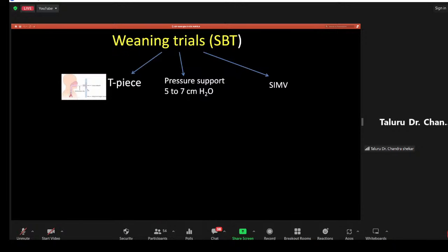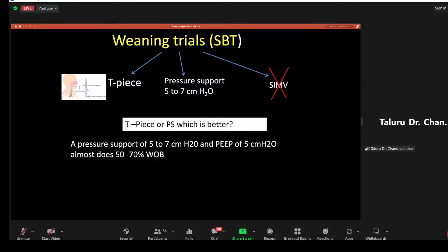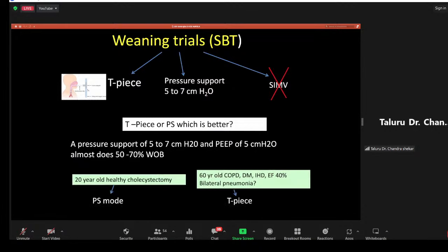So weaning trials: T-piece and pressure support, and SIMV. We don't use SIMV nowadays. The studies have shown that it is not good for weaning. So it is between T-piece and pressure support. How do you decide between pressure support or directly going into a T-piece trial?